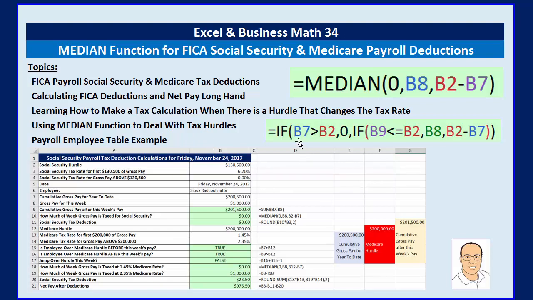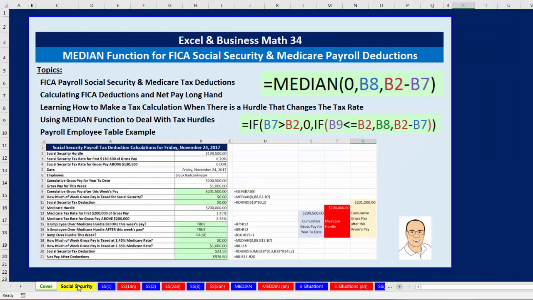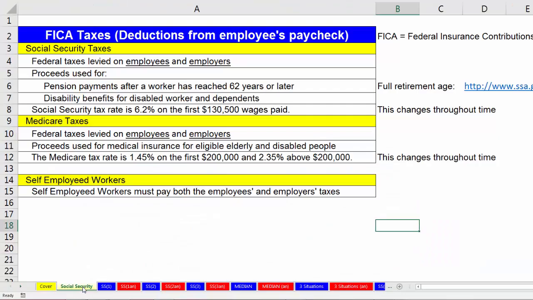And what that means is that we will be able to replace this long IF, and notice that's a double IF, to calculate the correct amount of taxes to use for our calculation. We'll replace this with a much simpler median function solution. And then the last example, we'll have a payroll employee table example where we do our payroll tax deductions on a bunch of employees. Now we want to start off by going over to the sheet Social Security.